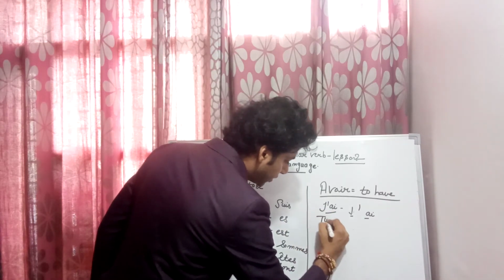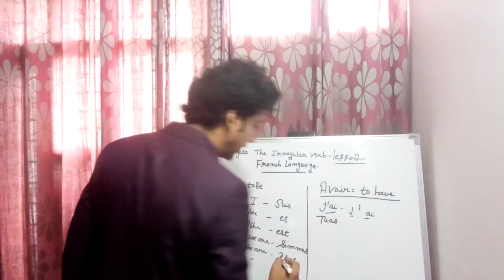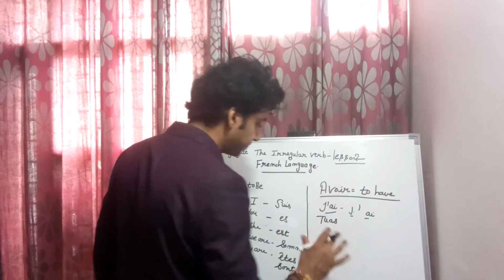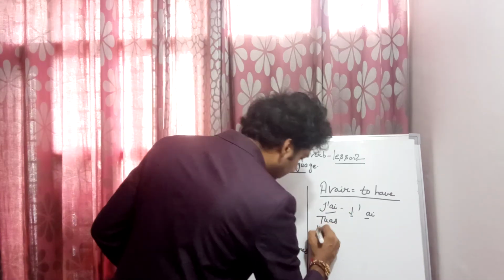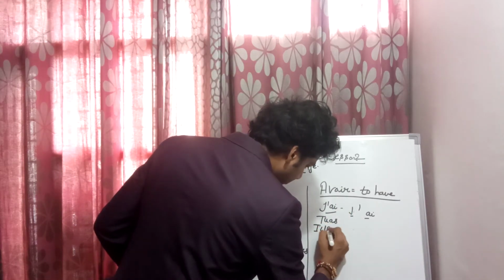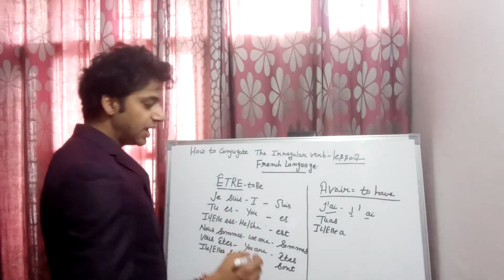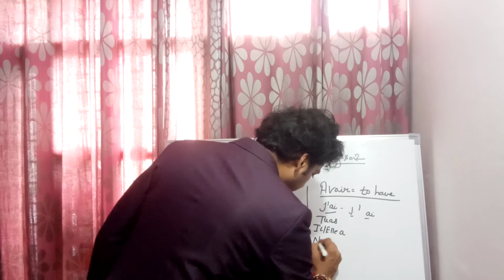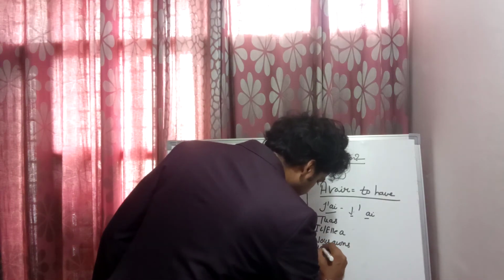Tu as. Speak up. Tu as, you have. Pardon. J'ai is to I have. Tu as is to you have. Okay. Il, elle a. Il, elle a is to he has, she has. Nous avons. Vous avez.